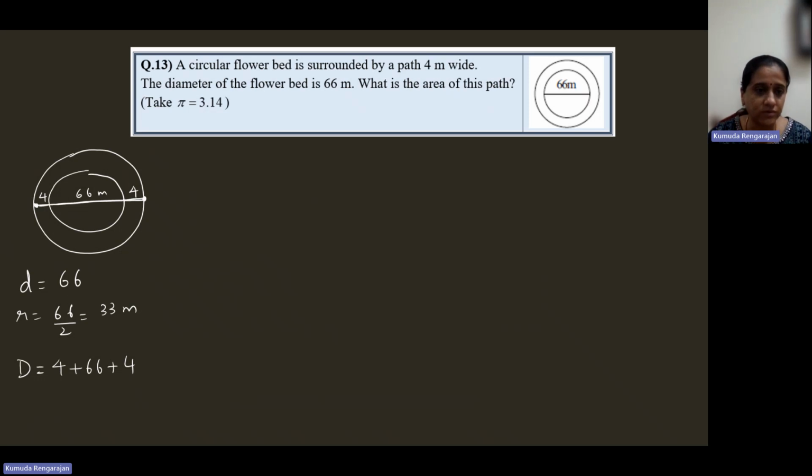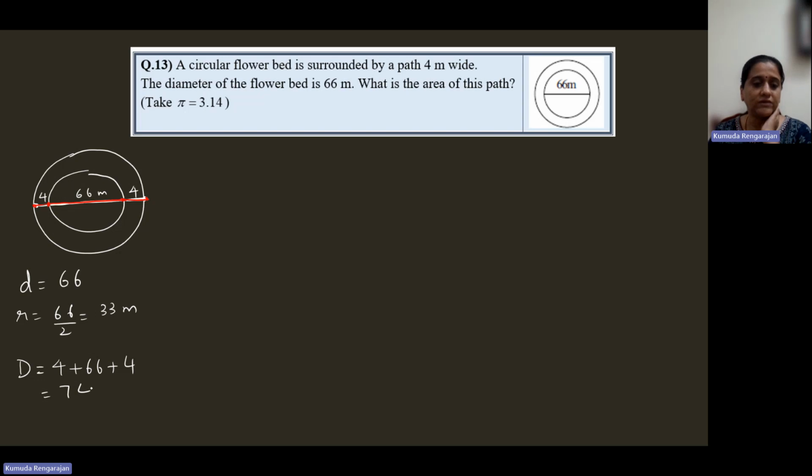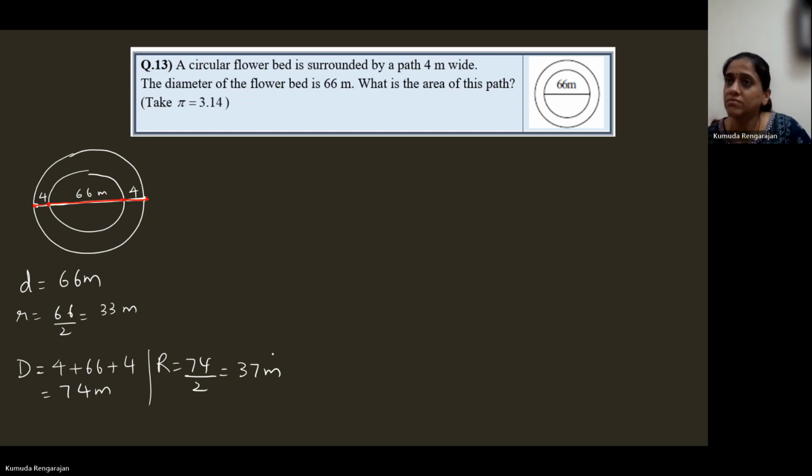Which is the outer diameter? From here to here, this one. See here? From here, this one plus this one plus this one. This is the outer diameter. So it's 4 plus 66 plus 4. So it is 74. 74 meters is the outer diameter. So what will be the outer radius? 74 by 2, which is 37 meters. Understood? You can do it either way.